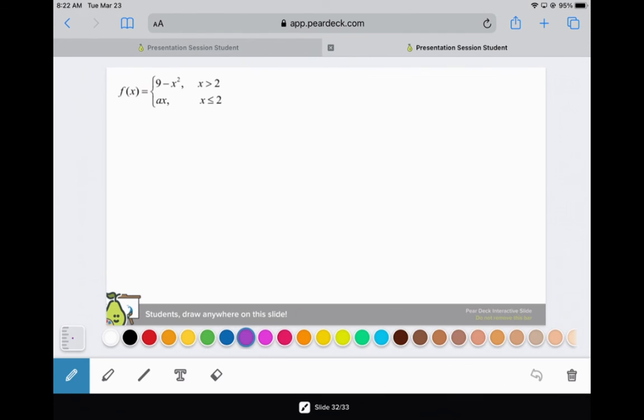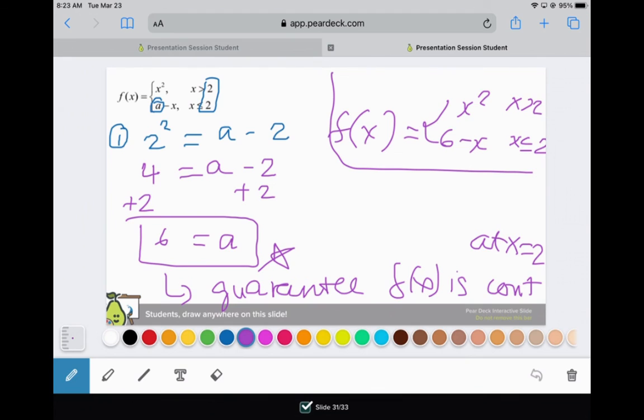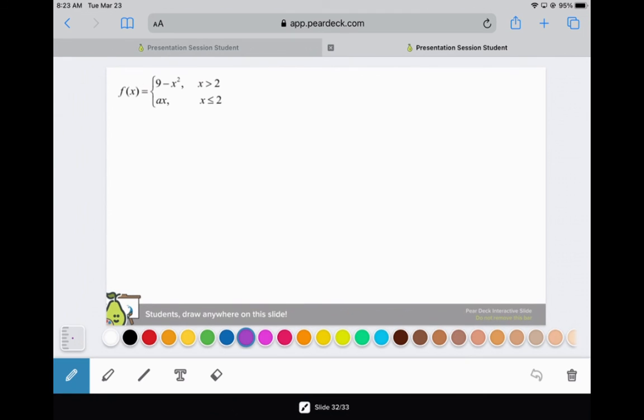I'm trying to see if I can find a quadratic function. So let's do, okay, let's do this one. Let's do one more.